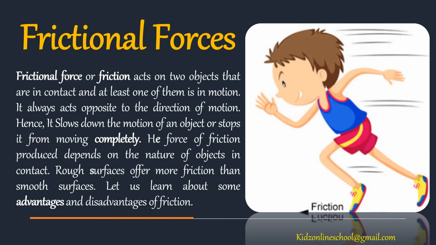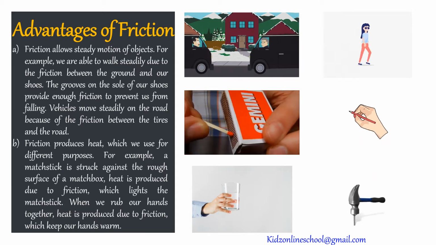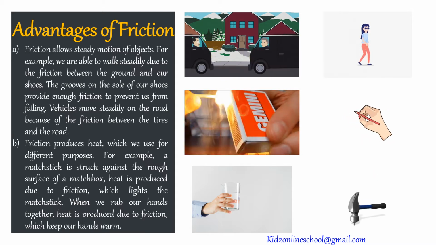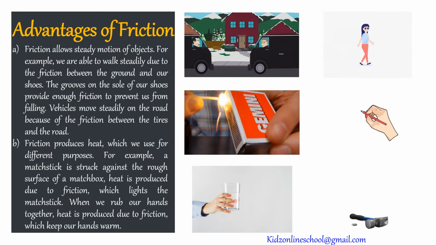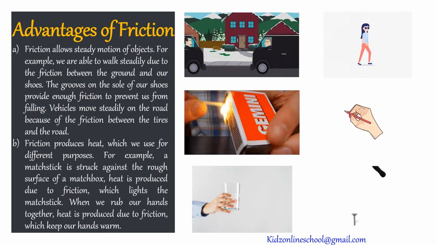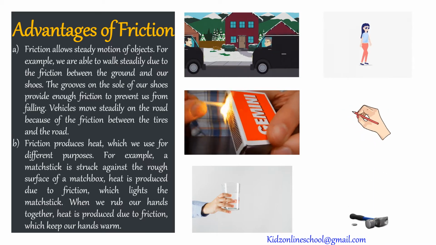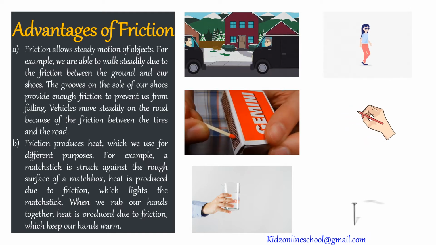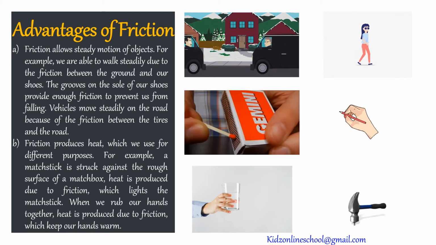Let us learn about some advantages and disadvantages of friction. Advantages of friction. Friction allows steady motion of objects. For example, we are able to walk steadily due to the friction between the ground and our shoes. The grooves on the sole of our shoes provide enough friction to prevent us from falling. Vehicles move steadily on the road because of the friction between the tires and the road.